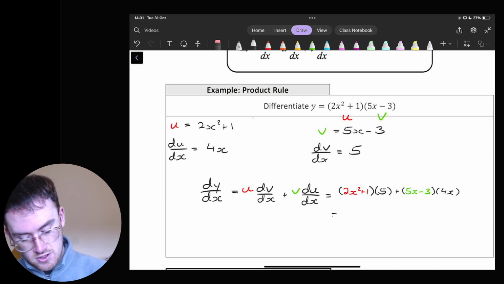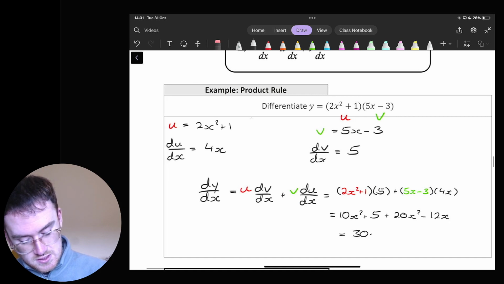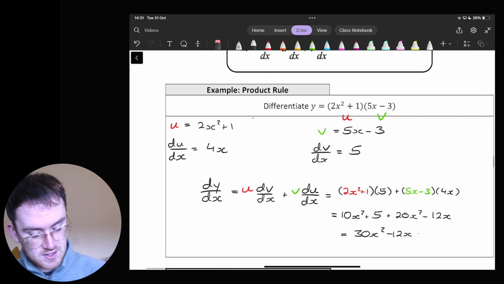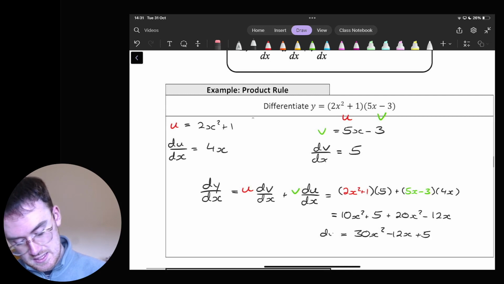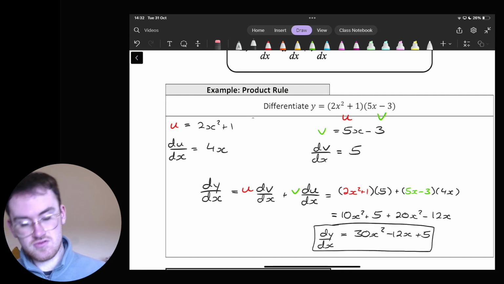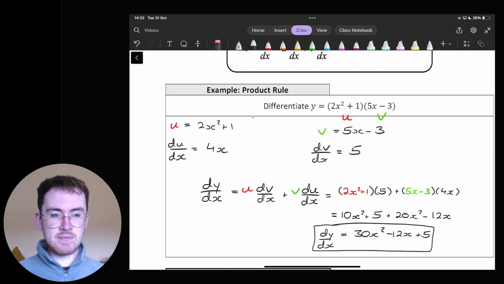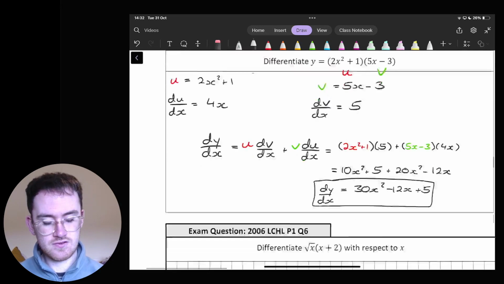And then it's just a matter of multiplying out and simplifying down as appropriate. So 10x squared plus 5 plus 20x squared minus 12x, which gives me 30x squared minus 12x plus 5 as my dy dx there. That's my derivative. And that is my end result. So just taking it step by step and applying the derivatives for each part there.